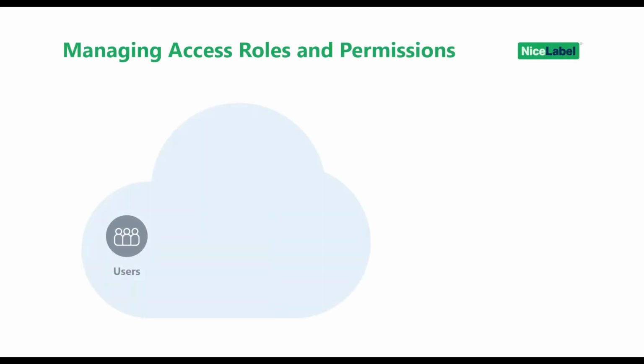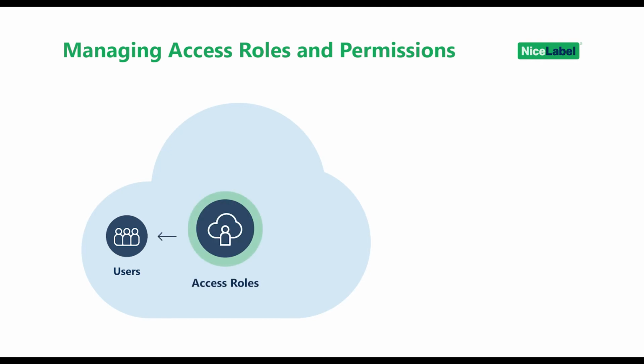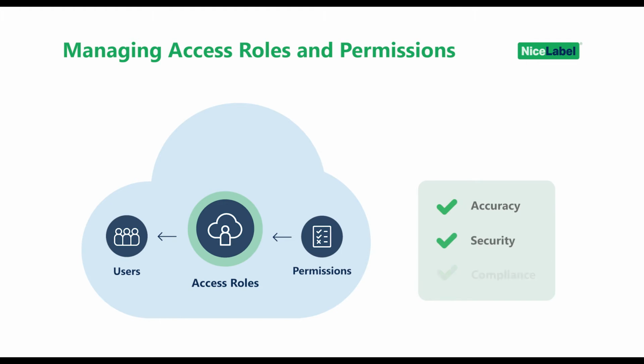Each of your Label Cloud users needs at least one access role, and each access role has its own set of permissions. Access roles and permissions help you keep your information accurate and your Label Cloud account secure and compliant with regulations.